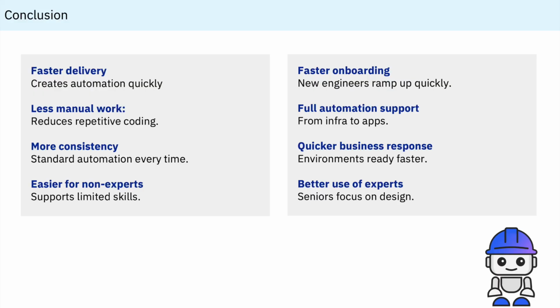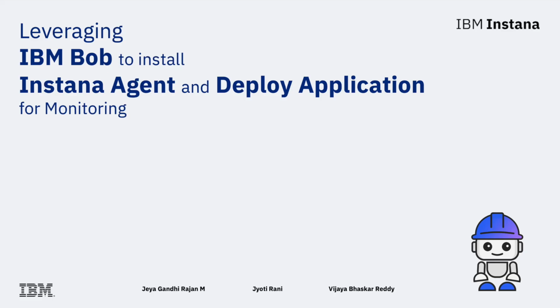We've successfully deployed the Instana server by leveraging IBM BoB. BoB reduces manual engineering effort and ensures consistent, standardized environments. Teams don't need deep expertise to move fast, which significantly shortens product onboarding. Let's move on to installing the Instana Agent and deploying the application for monitoring.